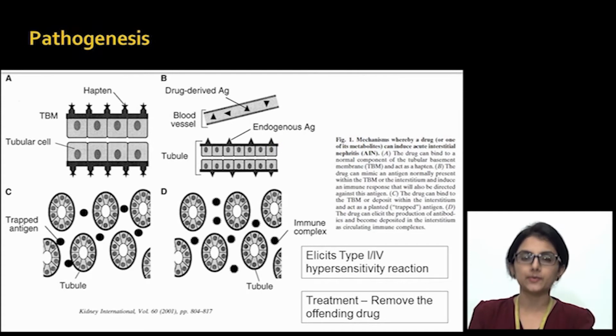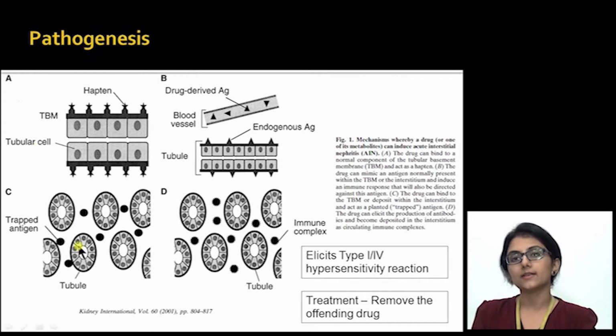It's basically a hypersensitivity reaction, and the drug can interact with the tubules in 4 ways. Either it can be a hapten which binds with the tubular basement membrane antigen, forming a neoantigen against which an immunological response occurs. Or there could be the mechanism of molecular mimicry, where the drug really mimics an endogenous antigen of the tubular basement membrane.